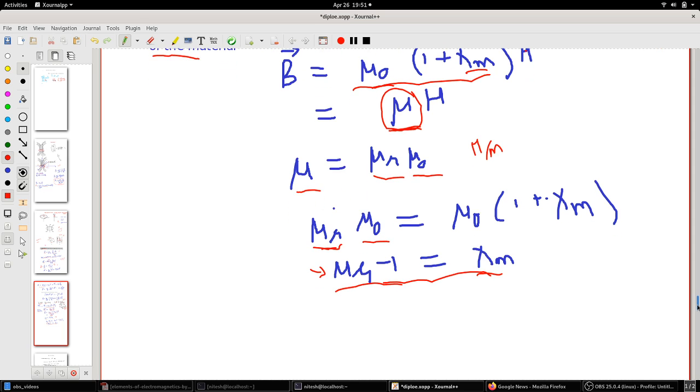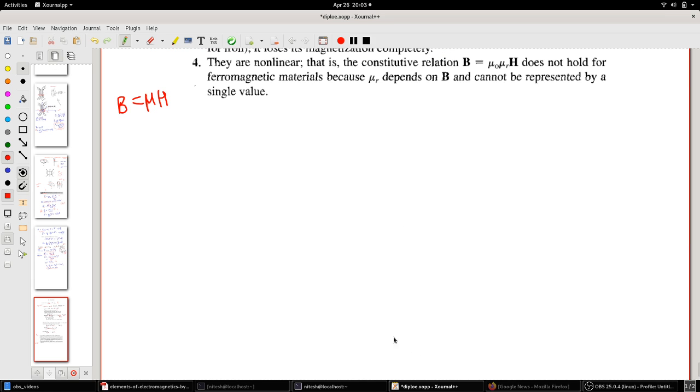Mu is equal to mu r mu 0, and mu r mu 0 equals mu 0 into 1 plus psi m, and then psi m becomes equal to mu r minus 1. Okay, these things will be needed for your problems.